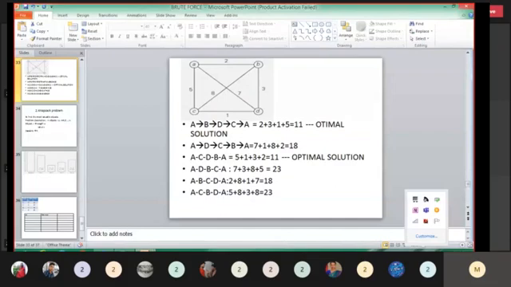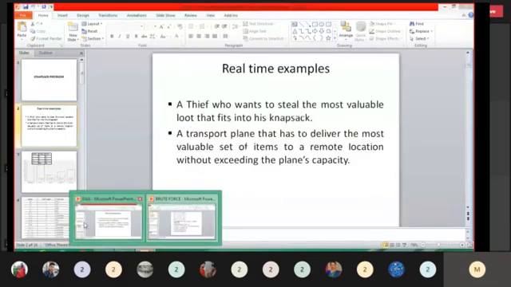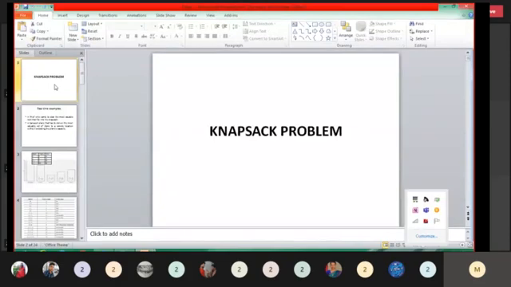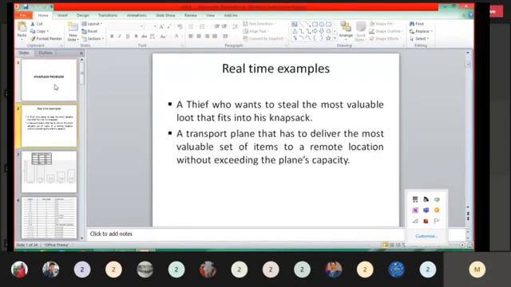The next topic is the knapsack problem. In the exhaustive search, the second method is the knapsack problem. Exhaustive search is used to examine all the possibilities. Among these possibilities, we can find the optimal solution. The optimal solution may be a minimum value or the maximum value.